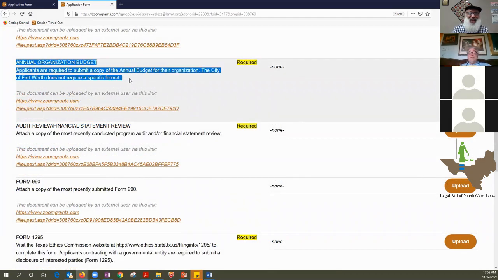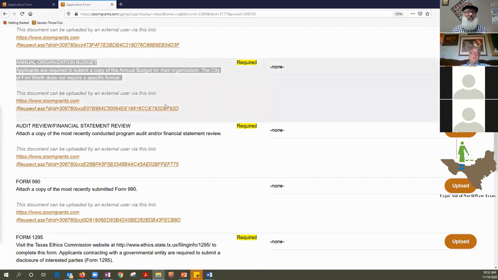Your annual organization budget, that's the overall organization, not just this one program. So you show them where your revenue comes from, where your expenses come from, and then how you project what you project your financial situation will be at the end of the year.